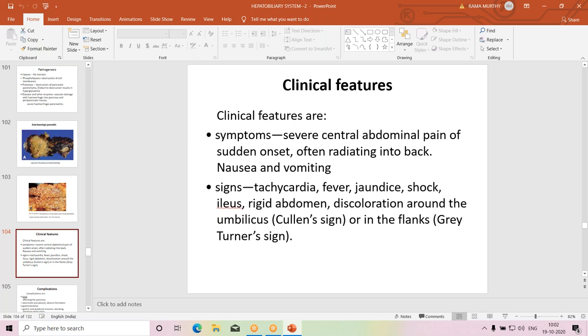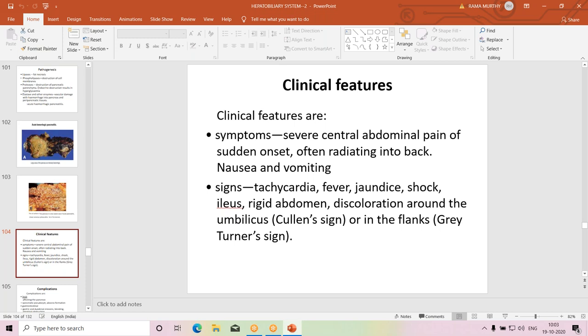The symptoms are severe central abdominal pain, that is the region of the pancreas, of sudden onset after a bout of alcohol or a heavy fatty meal. The patient develops severe, sudden, acute central abdominal pain, and the pain radiates to the back and is associated with nausea and vomiting.